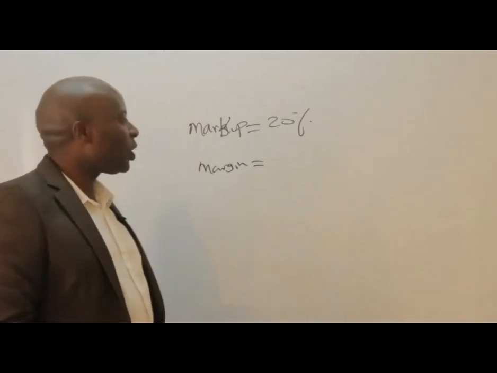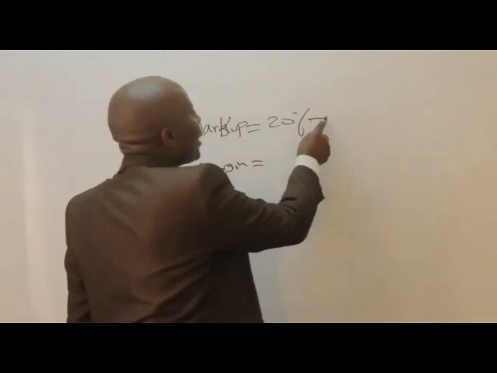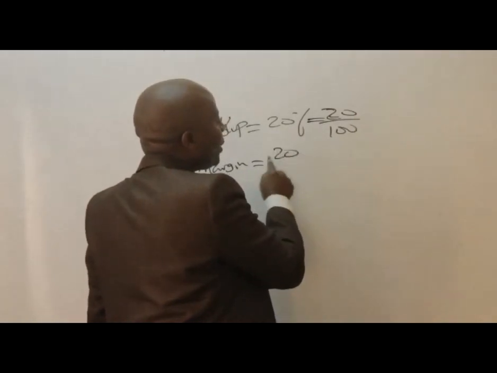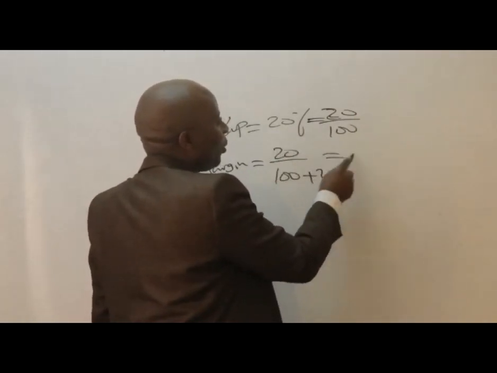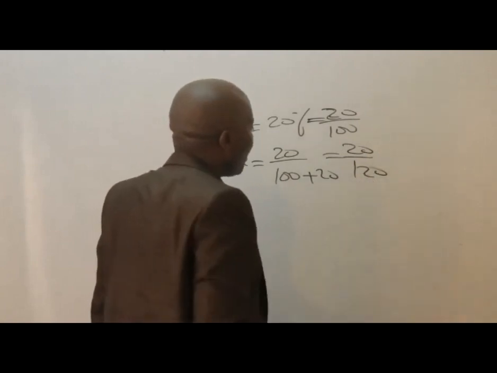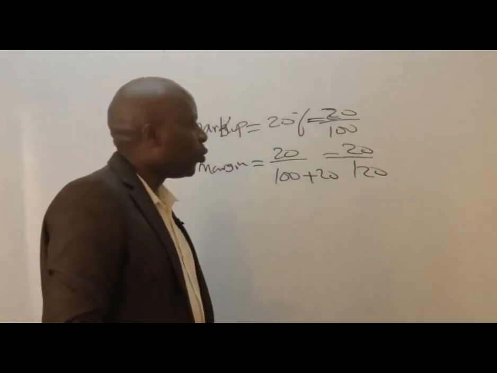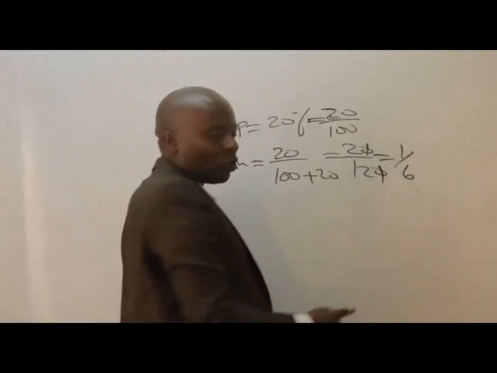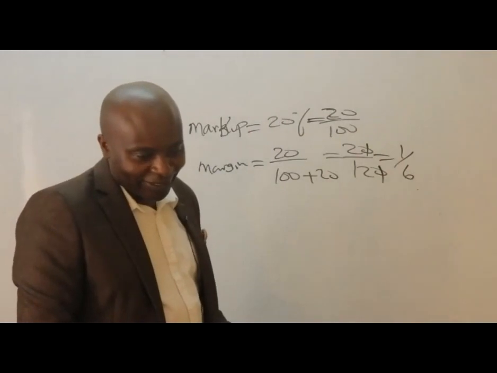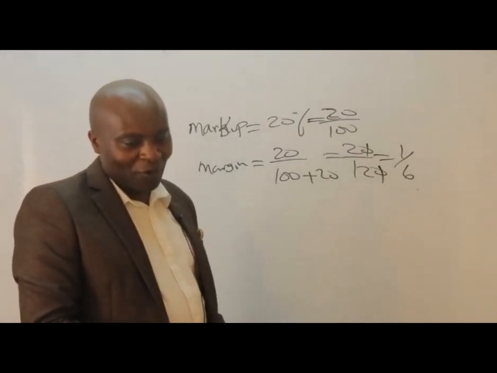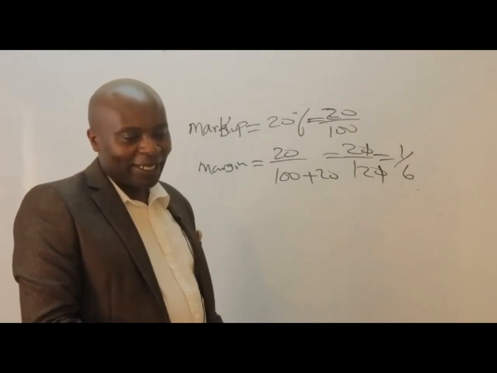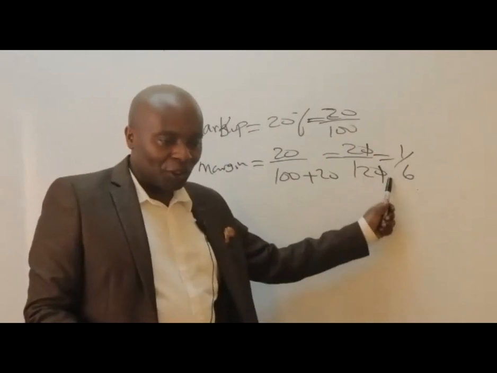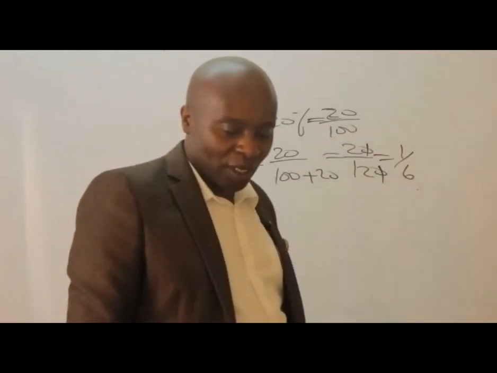It will be 20/120 because these are serious students who have mastered very fast that 20% is the same as 20/100. So it will be 20/100 plus 20, which will be 20/100. What here, somebody? 20. If you would want to narrow this down, automatically this will be 1/6. You would want to change it back to percentage, but there is no need. Just leave it at this stage.